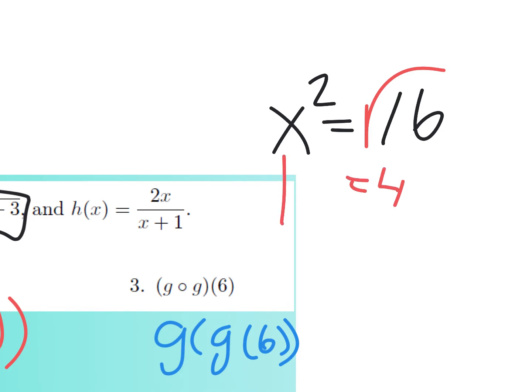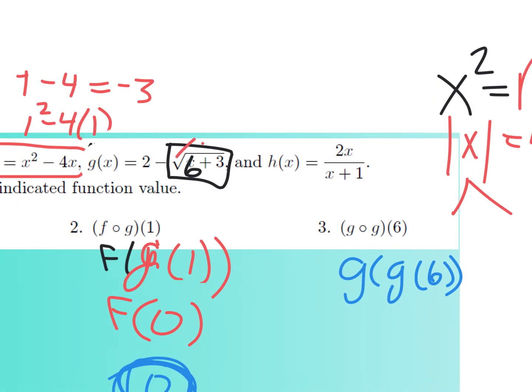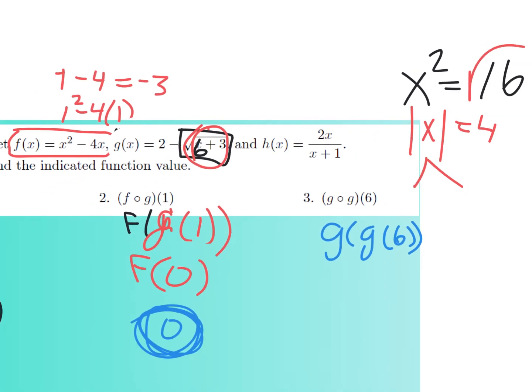It's because this is the absolute value of x. That's why there's two answers to this. But the square root of 9 here is only one answer, and it's 3. All right. So then I have 2 minus the 3, which makes negative 1. G of negative 1, and what's the final answer? Joe, what'd you get? 2 minus square root 2.